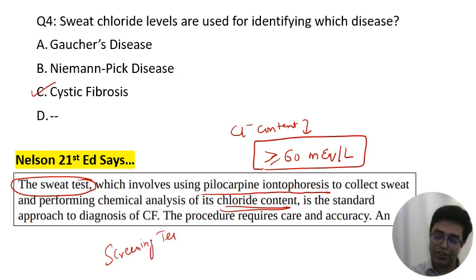So if a question is asked tomorrow on screening test for cystic fibrosis, it will be sweat chloride test. Remember that sweat chloride test is the screening test in all age groups except infants and young newborns. In newborns and young infants, you go in for immunoreactive trypsinogen assay, but that's beyond the discussion here.